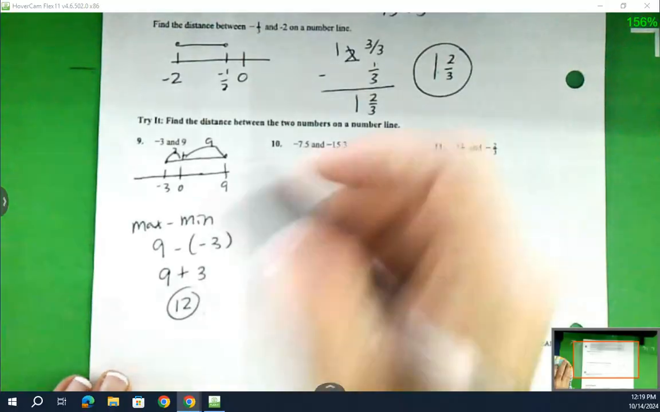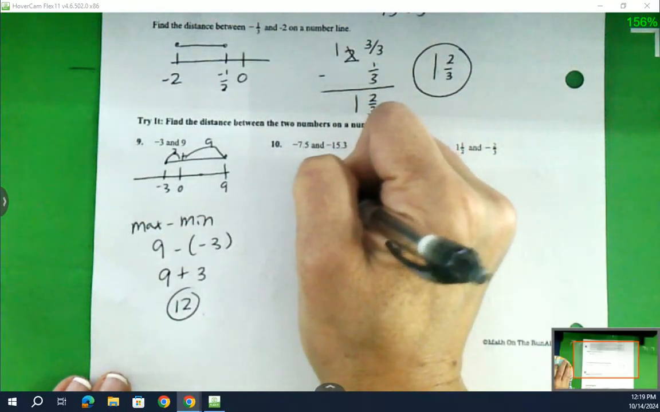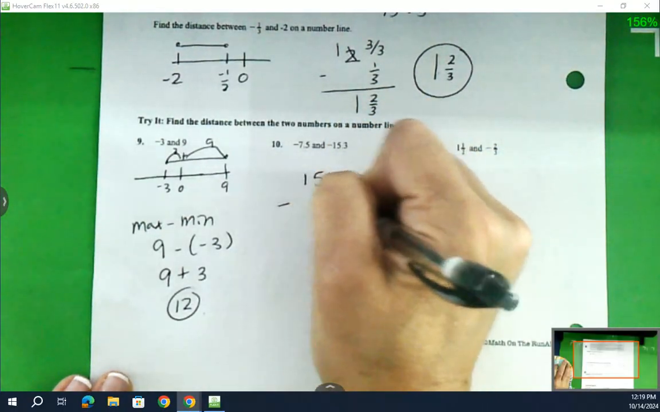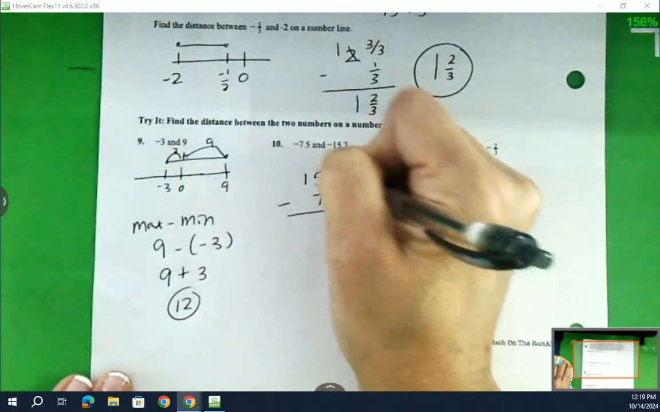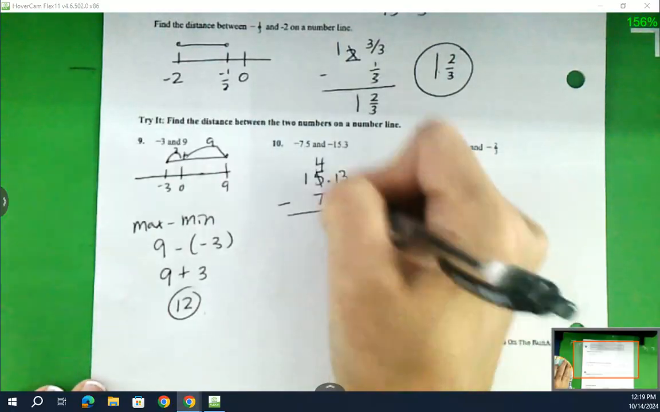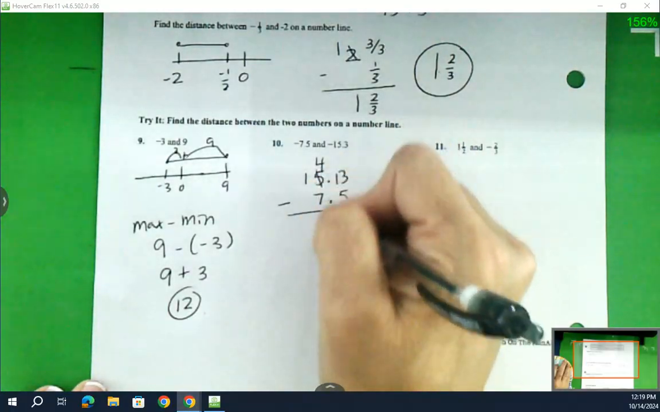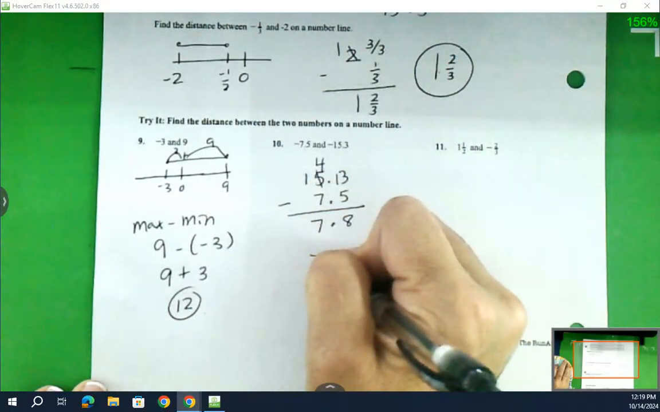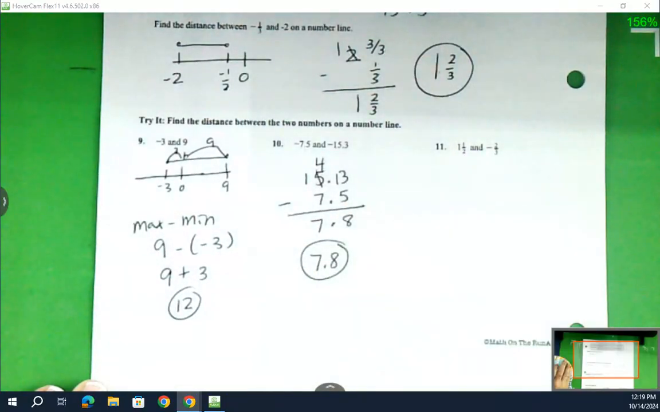Okay, number 10, we have the same sign, so we're just going to take their difference to find their distance. 13 minus 5 is 8, and here 4 is not enough, so 14 minus 7 is 7. So we have 7.8 units apart.